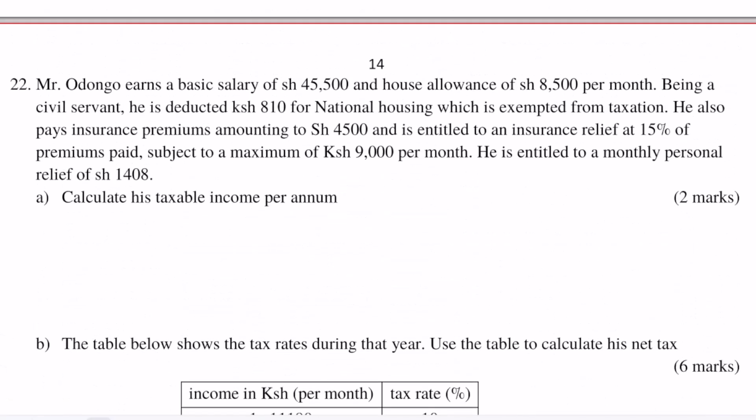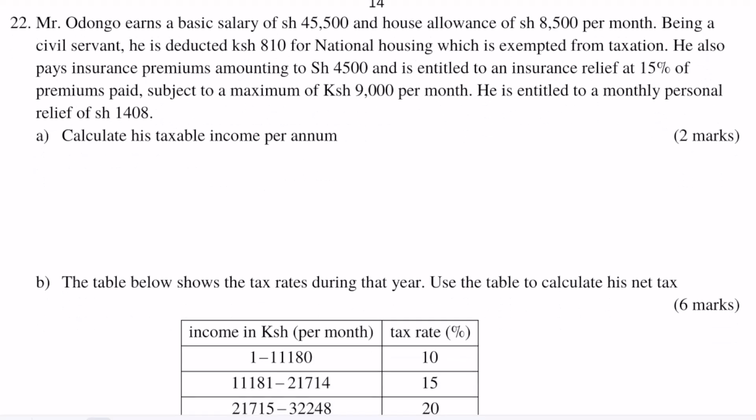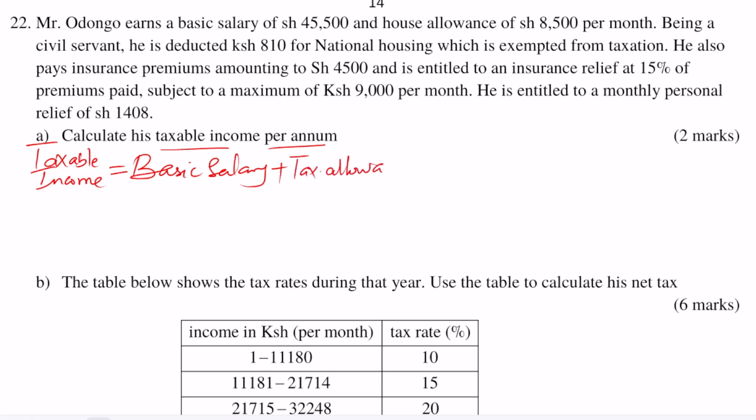So let's go to the first part. You're required to calculate the taxable income. How do we get taxable income? And note this, it is per annum. So taxable income is given by taking the basic salary plus all the taxable allowances.